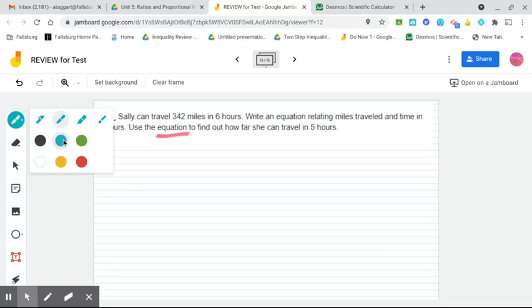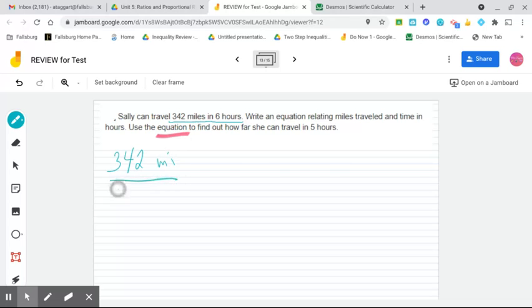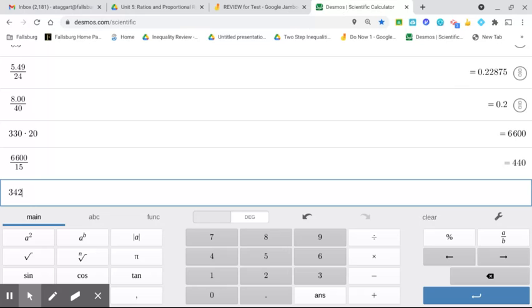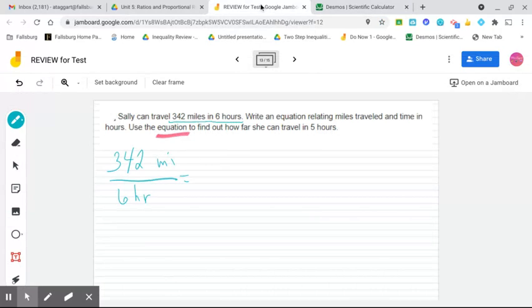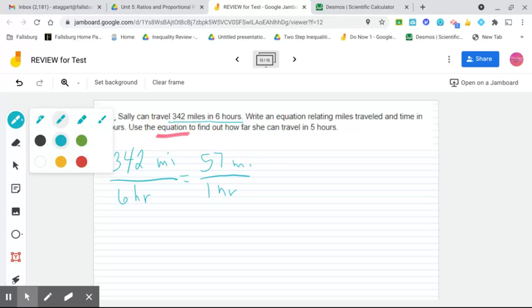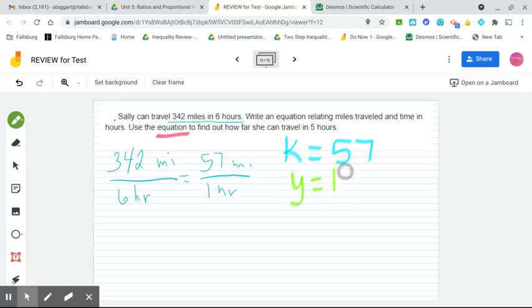So the first thing that we always do when we're writing an equation is to take our information and find the unit rate. So we have 342 miles in 6 hours. So we're going to divide that, 342 divided by 6, that gets me 57. So 57 miles per hour. What we just found here is k. k is equal to 57. Because remember, we want our equation to be y equals kx.